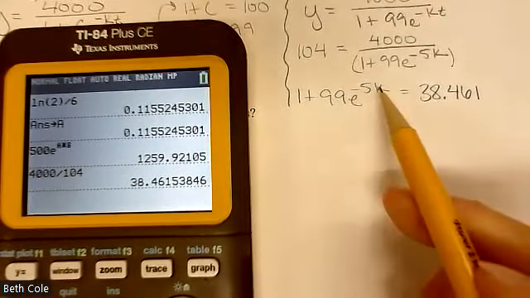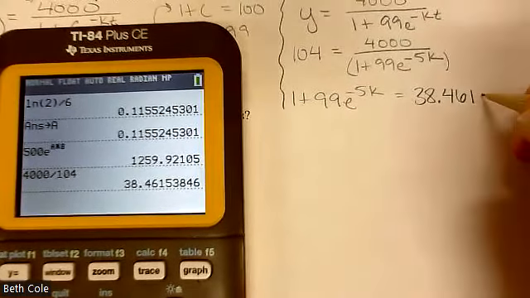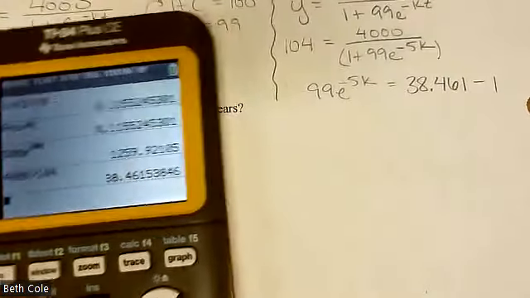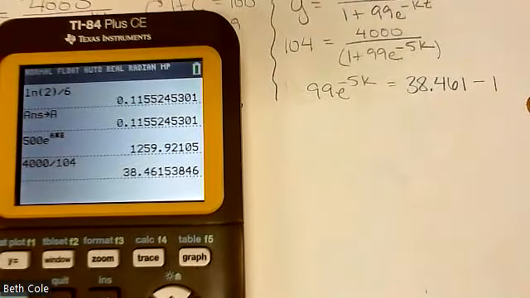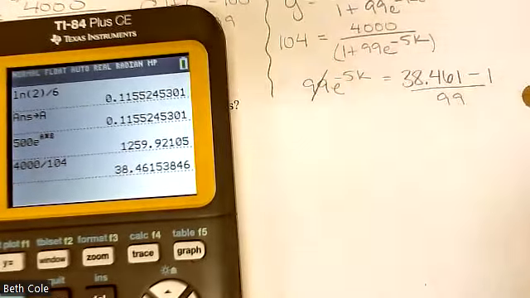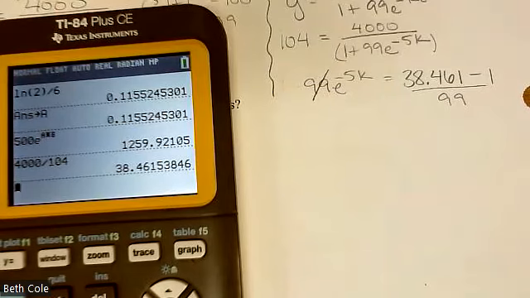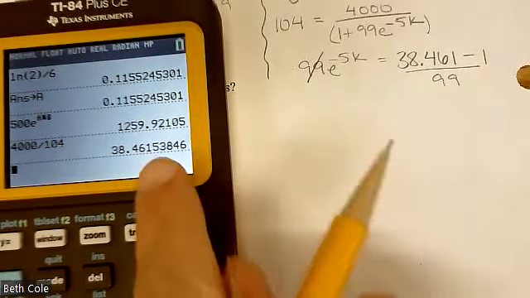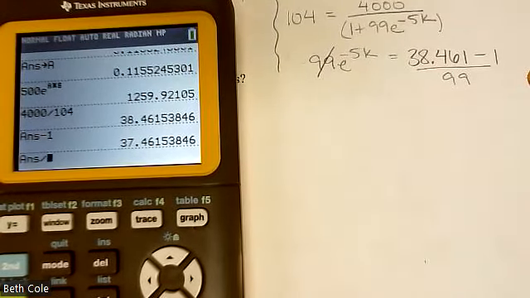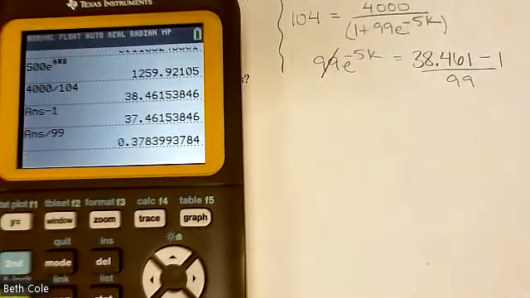Still trying to get K by itself. You would subtract 1. Let me just put -1 and I'll erase this. Then what? Divide by 99. Yeah, so let me go ahead and type that in. I've got this 38 point whatever. I'm going to -1. I'm going to divide it by 99. And then I do want to ln both sides.